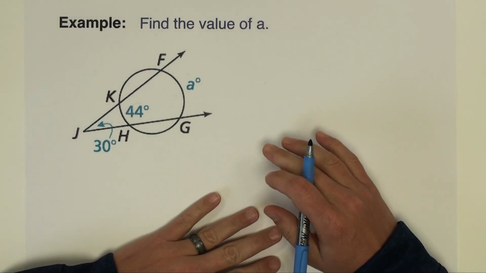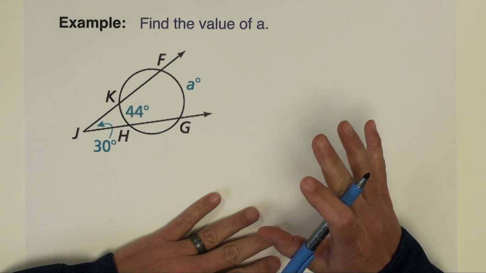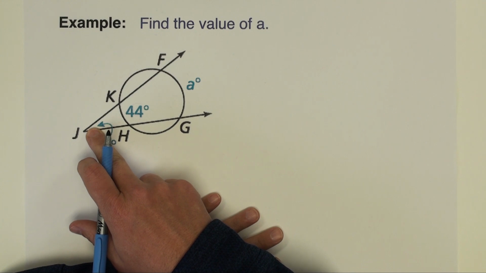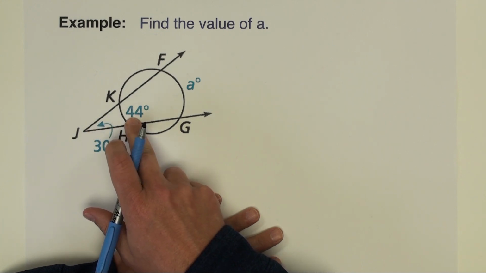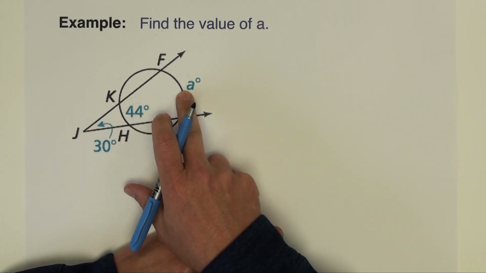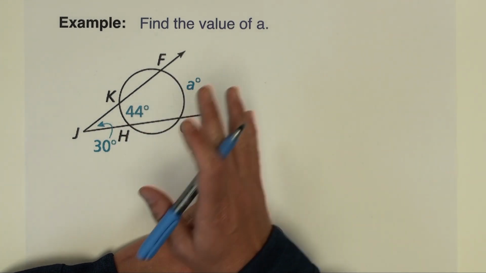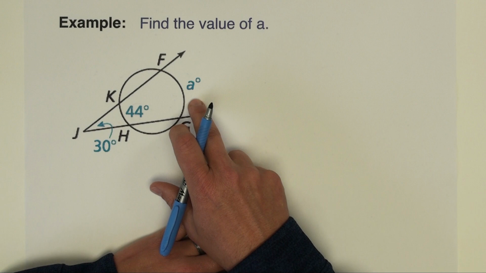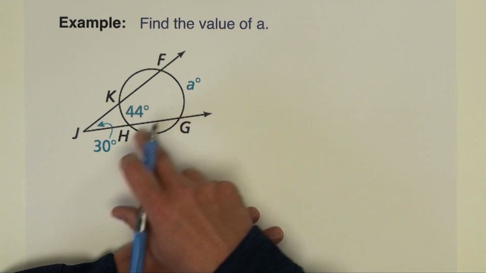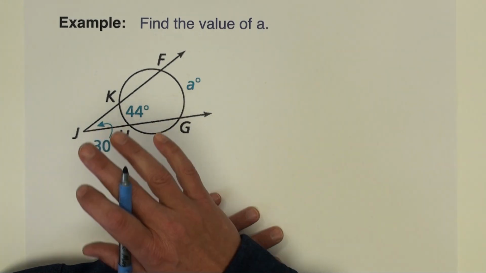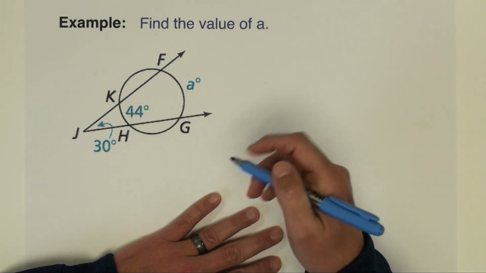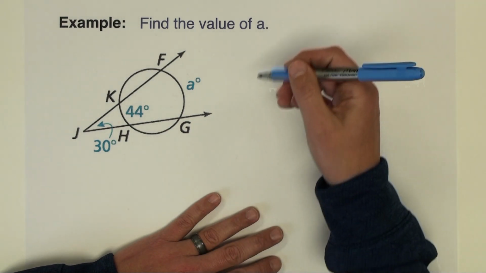Final example problem of the video. This one, you can see the same kind of setup. We've got an angle that's on the outside of the circle. It intercepts two arcs, this 44-degree arc and this A-degree arc. The difference in this problem and the last one should be obvious looking at this is that the variable is on one of the arcs and not the angle. But it doesn't change how we set up the problem. The setup of the problem is always the same, and this is the way it goes.